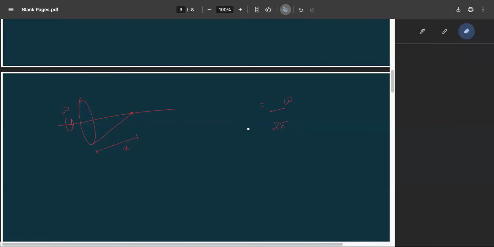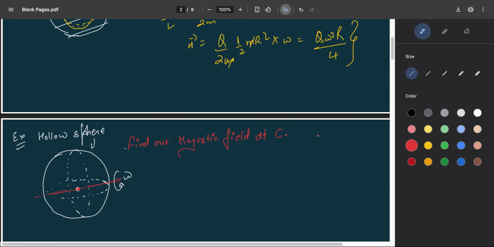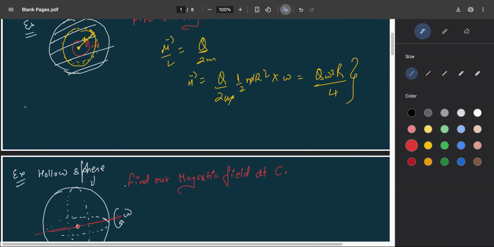This makes sense. So now how are we going to solve the above problem? We got the current value due to a ring. So for that I'll write over here: current due to a ring rotating with omega. I is equal to q omega by 2 pi. There should be some charge.